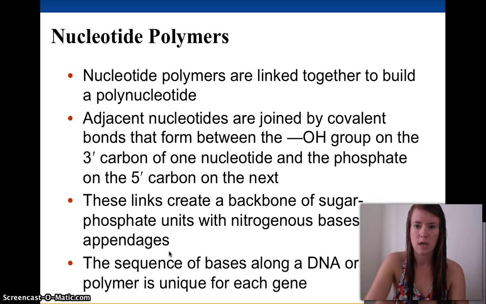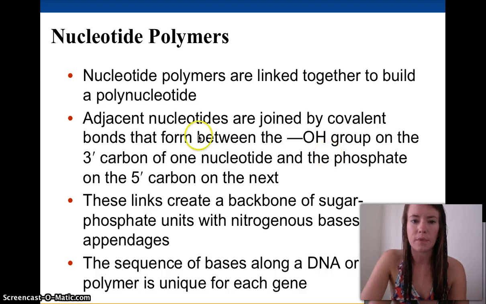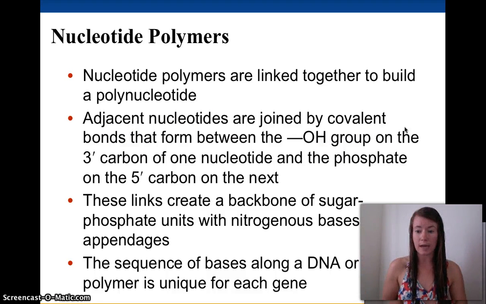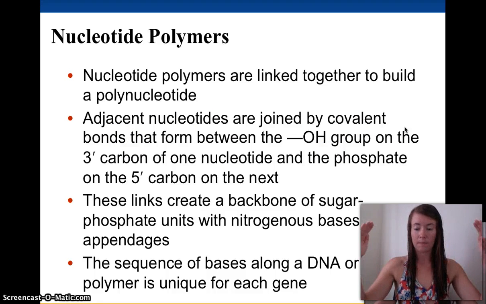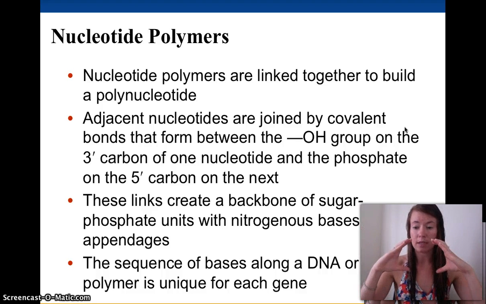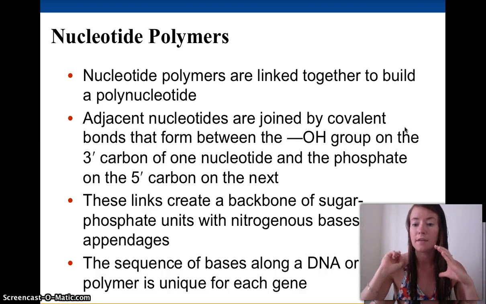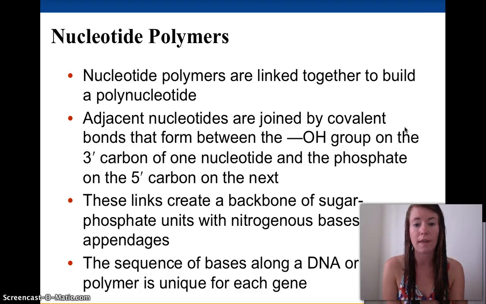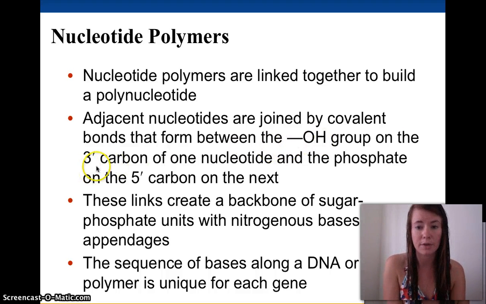It doesn't say the kind of bonding. Okay, phosphodiester bond. So again, adjacent nucleotides are joined by covalent bonds. Phosphodiester bonds are covalent bonds. Remember that big circle we drew in class with covalent bonds, and inside there was a circle that said peptide, phosphodiester, ester, and glycosidic, okay? So phosphodiester bonds are a type of covalent bond, and they happen between the OH group on the 3' carbon of one nucleotide and the phosphate that's attached to the 5' carbon of another.